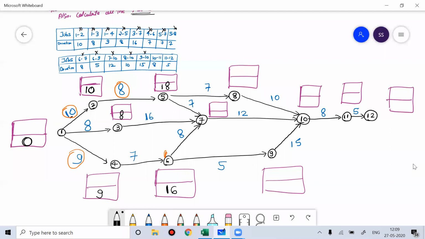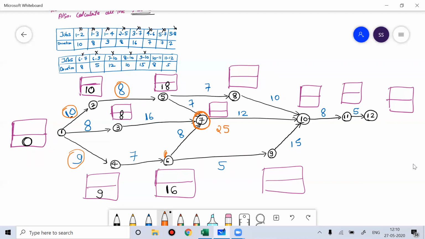Very simple. Okay. Now, if you see node 7, guys, it is very important. At node 7, 2 activities get over, 5 to 7 and 6 to 7. When activity 5 to 7 gets over, it is 18 plus 7. What is that value? 25. 18 plus 7, the value is 25.